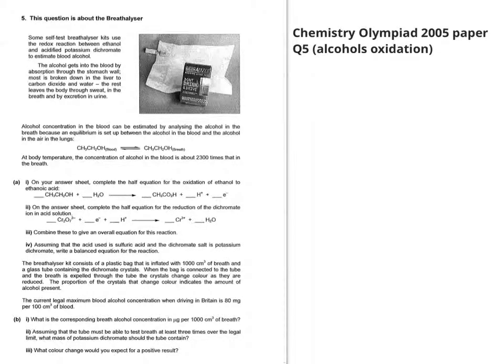Hello, welcome to this clip going through the redox reaction between ethanol and acidified potassium dichromate in the breathalyser kits that it's actually possible to buy. It's the same reaction that used to be used by the police when they were breathalysing drivers, but nowadays it's done via spectroscopy.